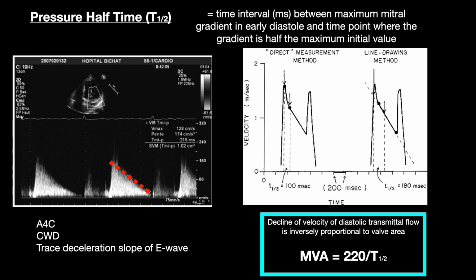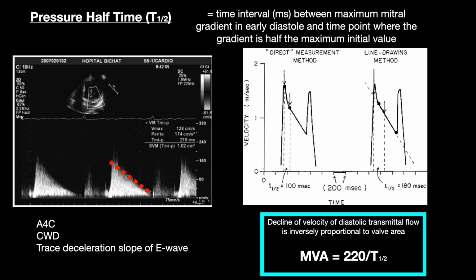You obtain this by using the apical 4-chamber view and using continuous wave Doppler through the mitral valve, and then tracing the deceleration slope of the E wave on the continuous wave Doppler spectral display of that transmitral flow. And then we're so lucky, the machine will calculate the mitral valve area for us.